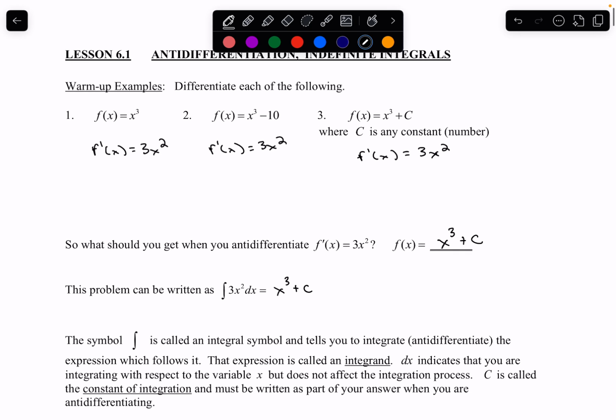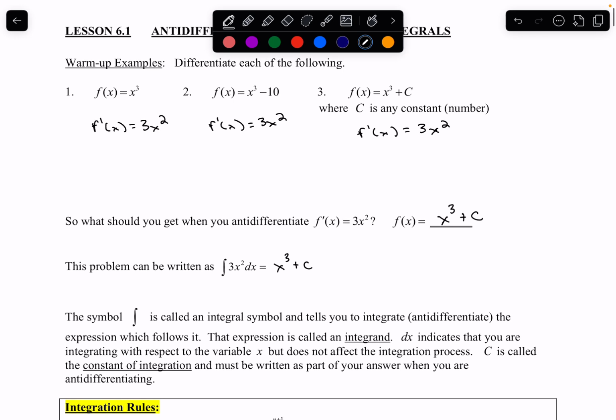Now that symbol, I just called it integral. This is called the integral symbol. It looks like a wavy little line. It tells you to integrate whatever comes after it, kind of like d dx tells you to take the derivative of whatever comes after it. The integral symbol tells you to take the antiderivative of whatever comes after it. We call the expression that comes after the symbol the integrand.